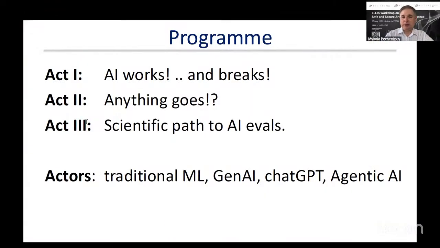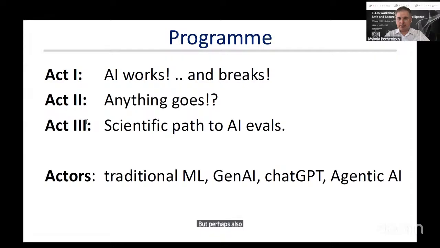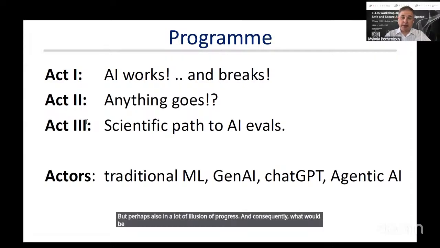I will try to cover three parts, essentially the main motivation that AI works, but at the same time it breaks. In machine learning, we would go along with the anything goes principle for a while, and then it resulted in lots of progress, but perhaps also in a lot of illusion of progress. And consequently, what would be a way to strengthen the scientific part of AI evaluation?